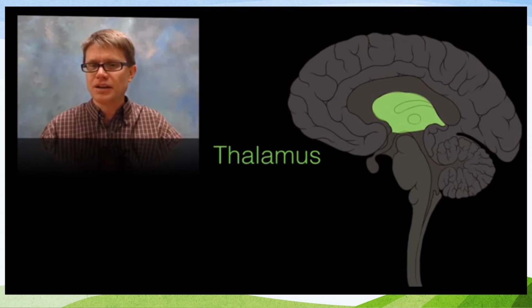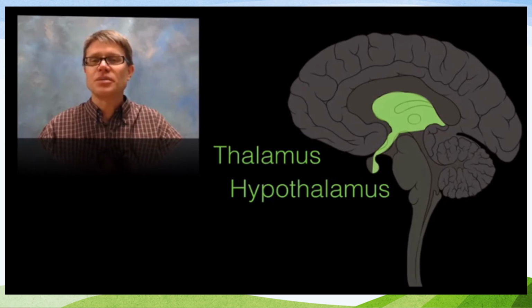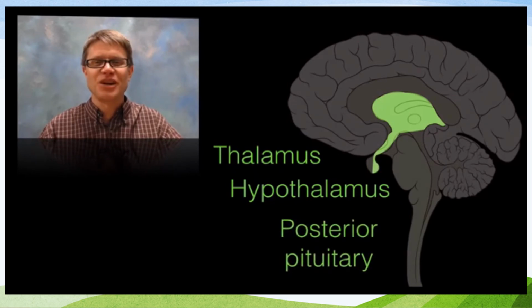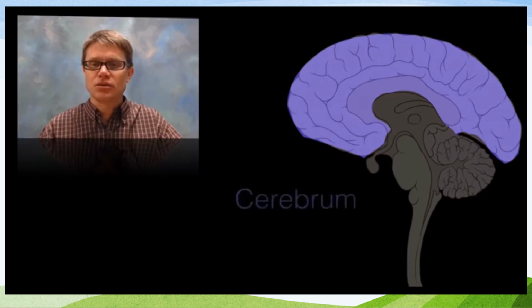What's below that? That is the hypothalamus. Underneath that, what's that do? Remember, that's homeostasis. It's maintaining that internal body state. Do you remember what hangs off the bottom of that? That is the posterior pituitary. Hopefully you're doing well so far. If we keep going then, what is this upper portion of the brain called? We call that the cerebrum.